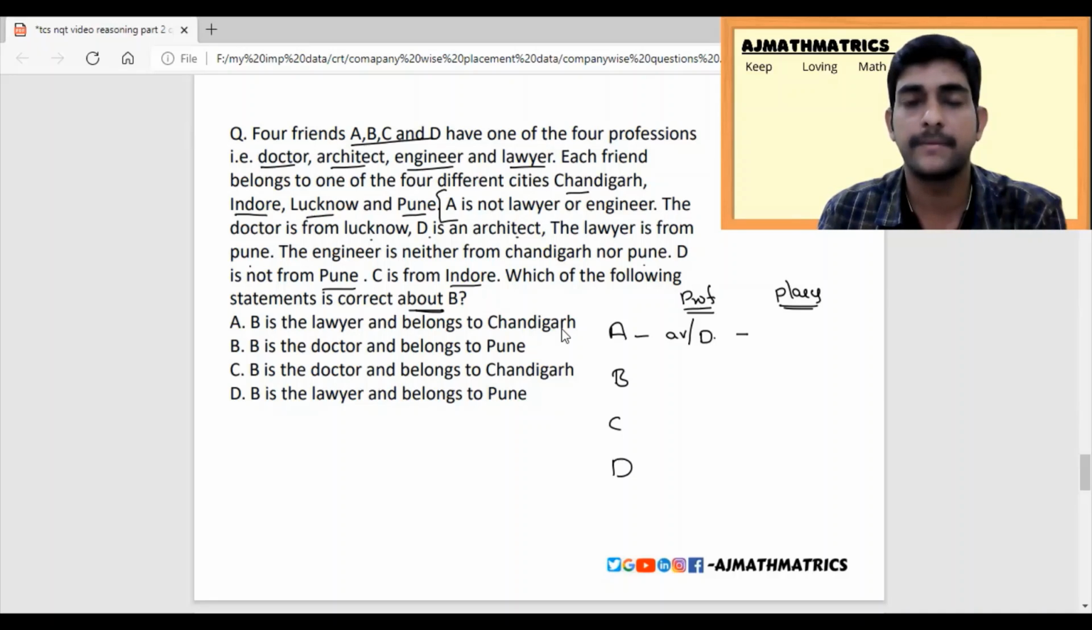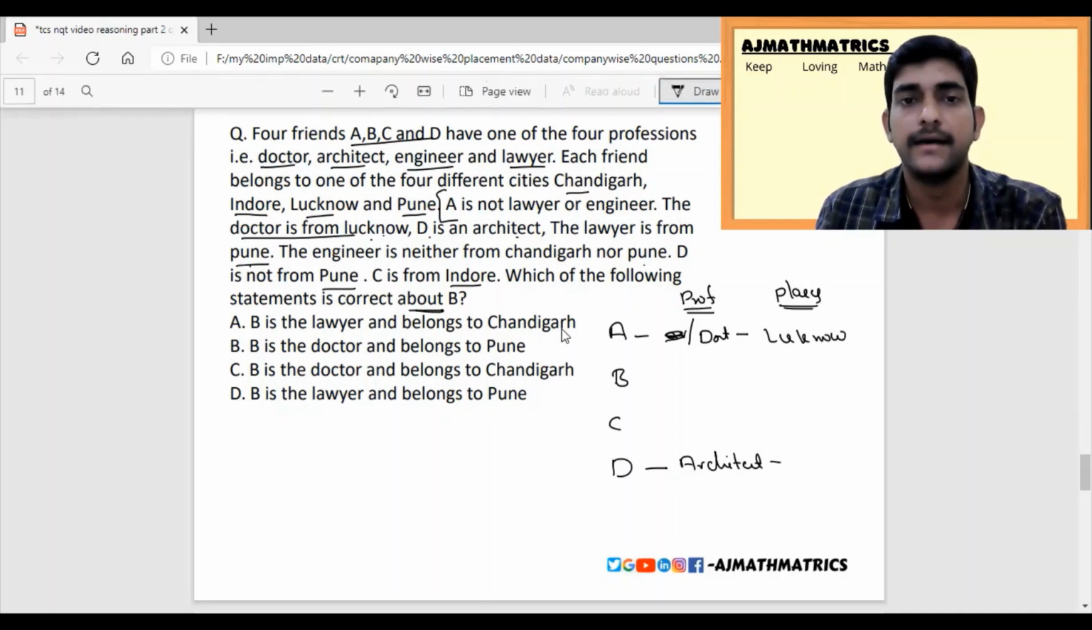And the doctor is from Lucknow. We don't know who the doctor is yet, so just leave it aside. D is an architect, it says. So if D is an architect, obviously A should be a doctor. After knowing A is a doctor, what can we understand? The doctor is from Lucknow. Okay, next. The lawyer is from Pune. Still we don't know who is a lawyer, so just leave it aside. Next, C is from Indore.